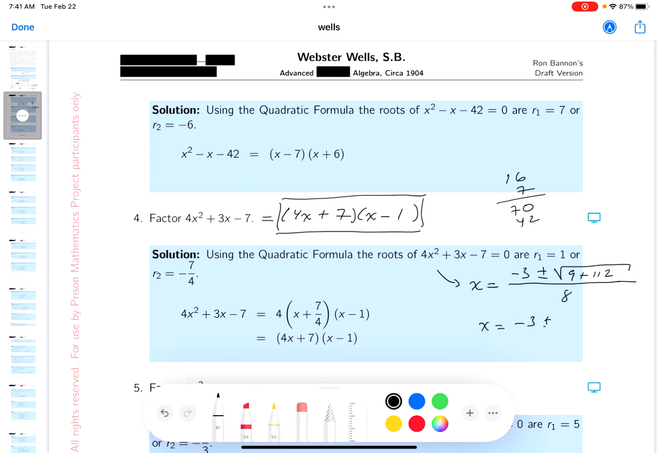Minus 3 plus or minus the square root of 9 plus 112, which is 121, and the square root of 121 is 11. Looks pretty simple. What do you get over here? Well, you get minus 3 minus 11, which is minus 14, and minus 14 divided by 8 is going to be minus 7 quarters. Or, what's the other one going to be? Let's write this down. Let's see, minus 3 plus 11, which is 8. 8 over 8 is 1.